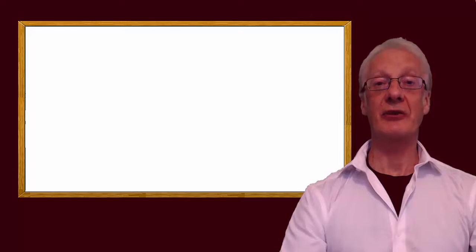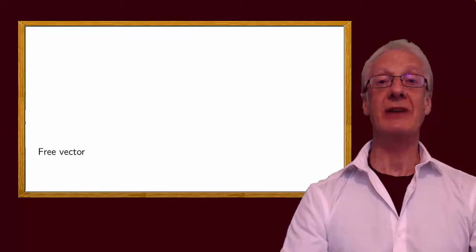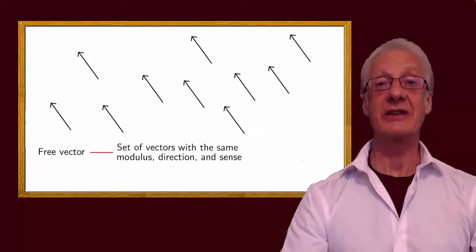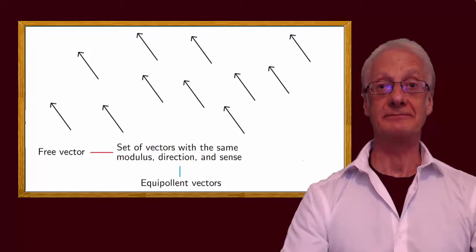First, what is a free vector? Well, unlike a fixed or localized vector, a free vector doesn't have a fixed point of application. So you can regard it as any of a set of vectors which have the same modulus, direction and sense. In other words, free vectors are equivalent if they have the same length, are parallel and point the same way. Such vectors are said to be equipollent.